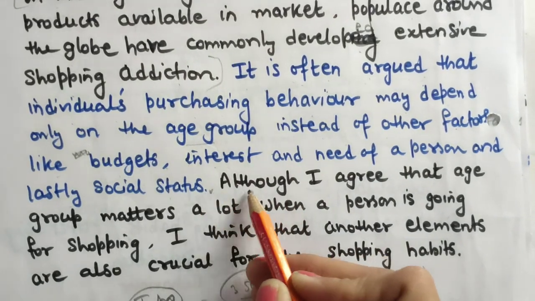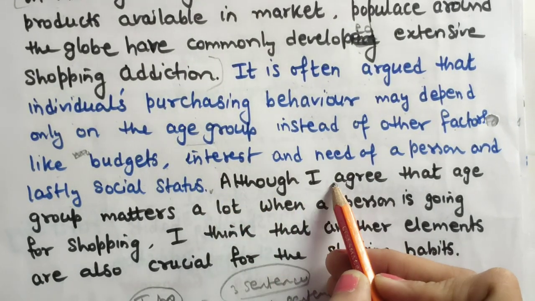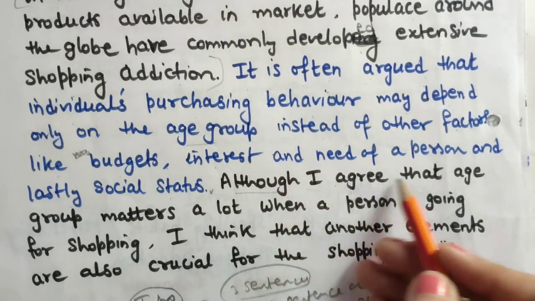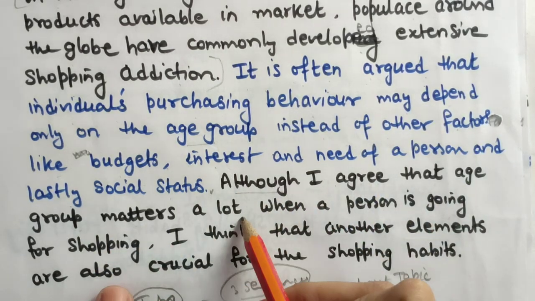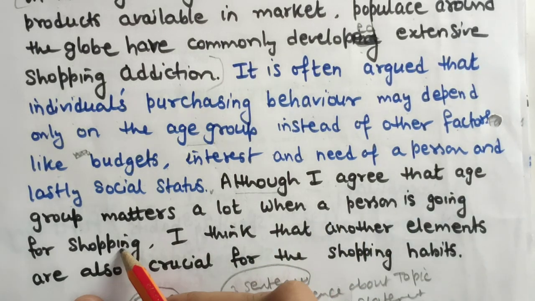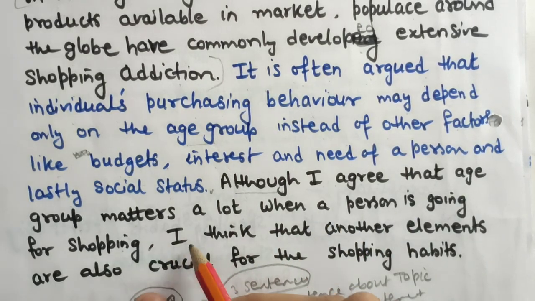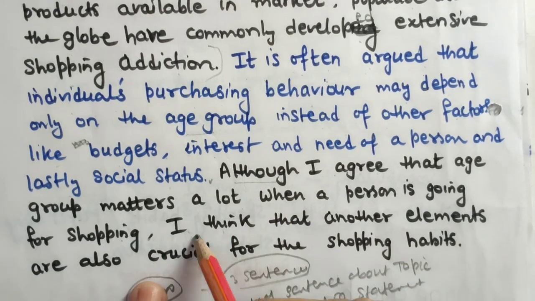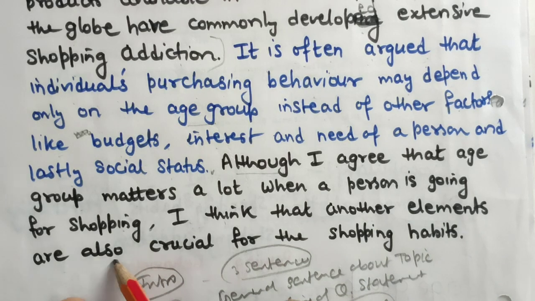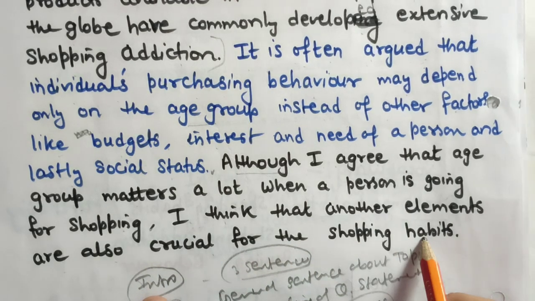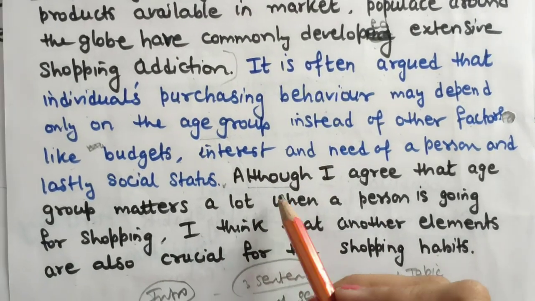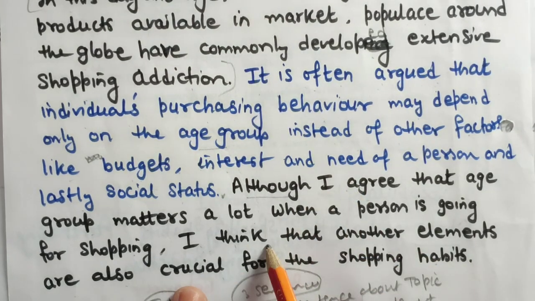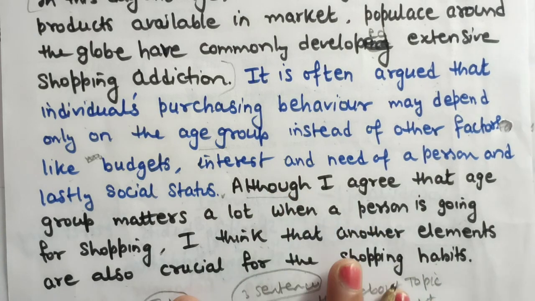Now the main thing is my opinion. Although I agree that age group matters a lot when a person is going for shopping, I think that other elements are also crucial for shopping habits. See this sentence structure: before the comma is the weaker point, after the comma is the stronger point. It means I have just announced that this is important, but these are also important. So a partially agree statement is there.